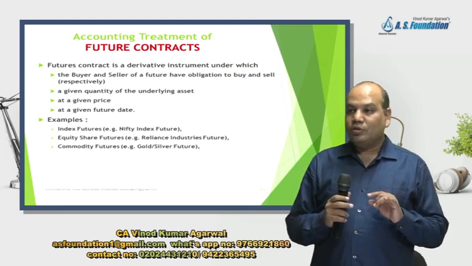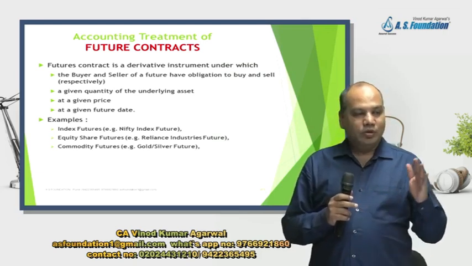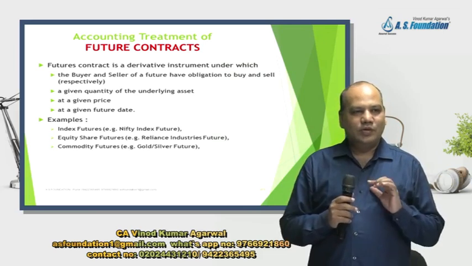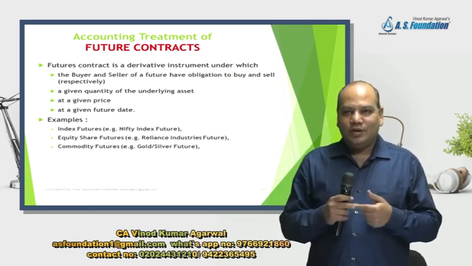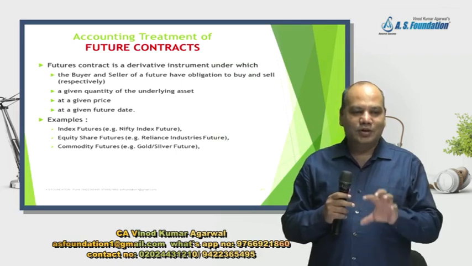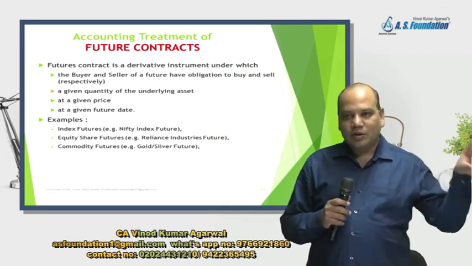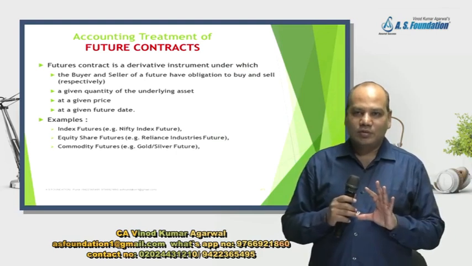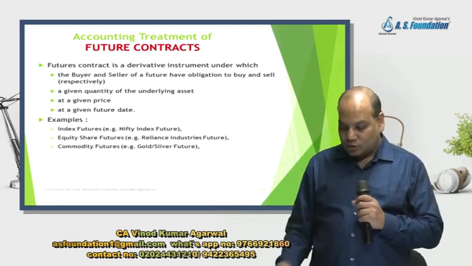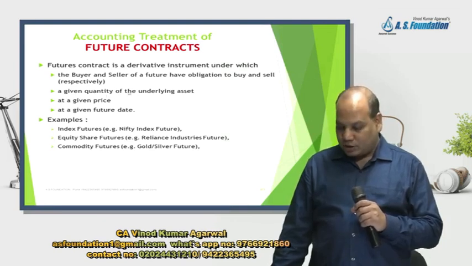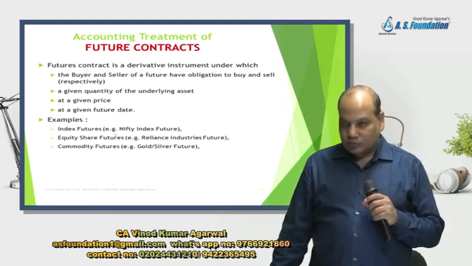Not only the exchange is there, there are brokers also on both ends. So the exchange will not catch hold of the person directly. First they will catch hold of the broker, and the broker will then recover money from his client. So this is a future contract. It is a contract to buy or sell a specified quantity at a specified price on a specified future date.